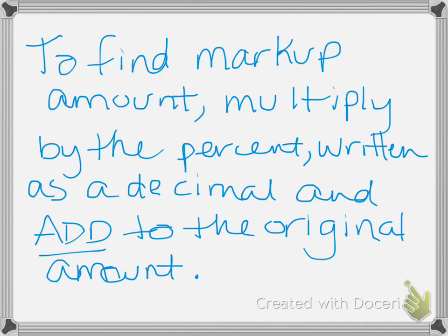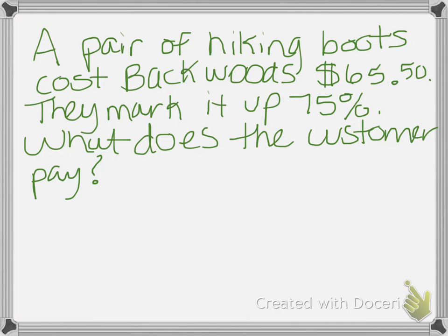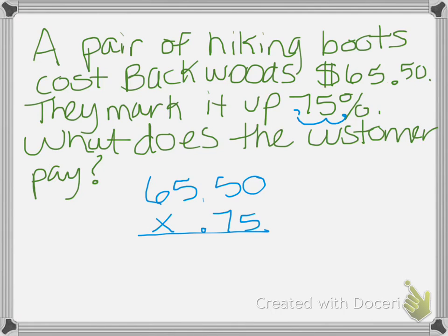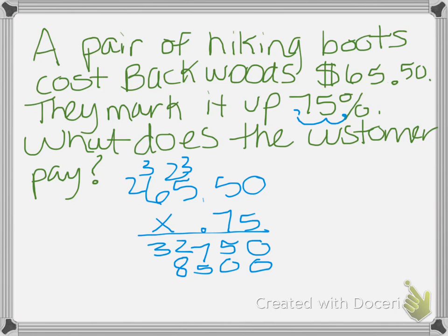I'm going to go back to the page we were on. Okay, so here we have a pair of hiking boots, costs Backwoods $65.50. They mark it up 75%, so what does the customer pay? So we're going to take our $65.50, multiply it by our percent written as a decimal, which is 0.75. They just happen to line up this time, and then we're going to multiply. So 5 times 0 is 5, that's 25. 25 again, plus 2 is 27. 30, and then 32. And there's 0. 7 times 0 is 0, that's 35. 35 again, so 38. 42 plus 3 is 45.